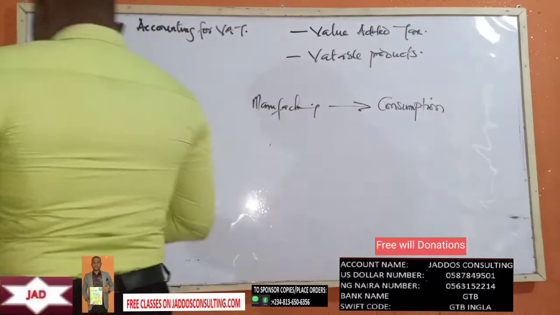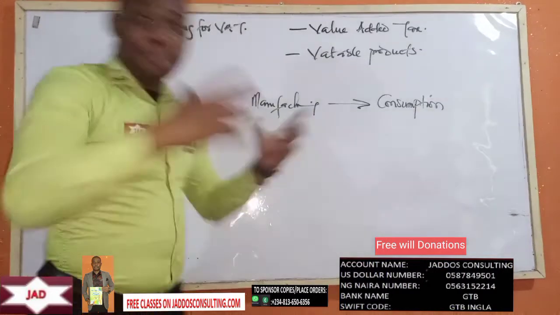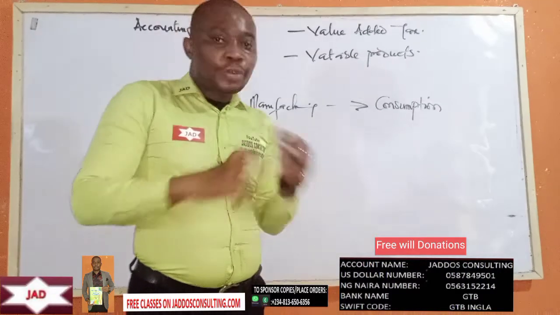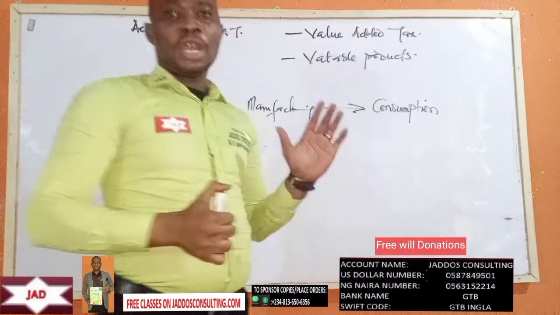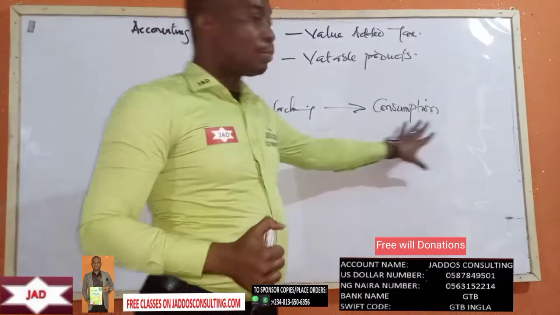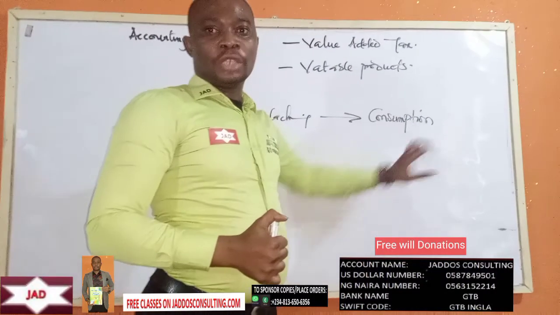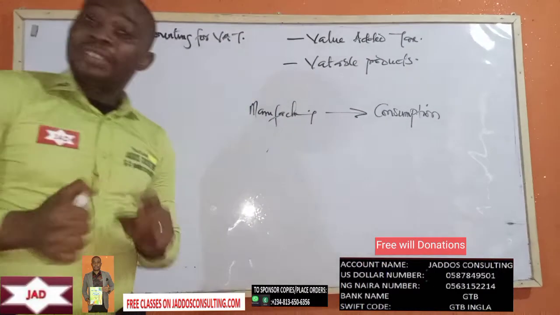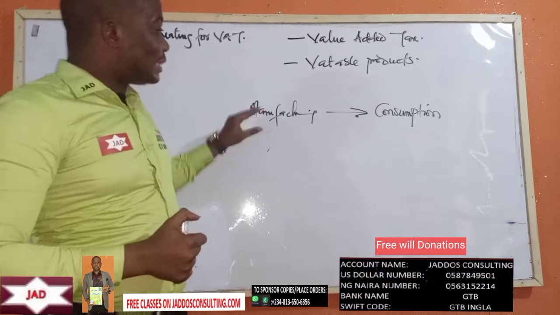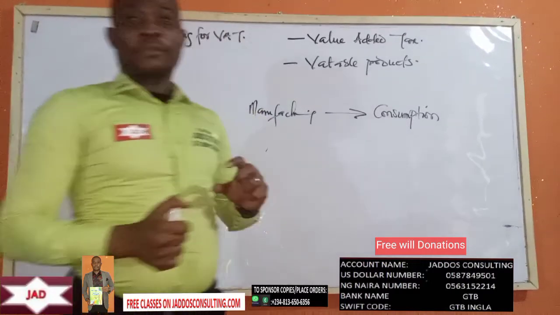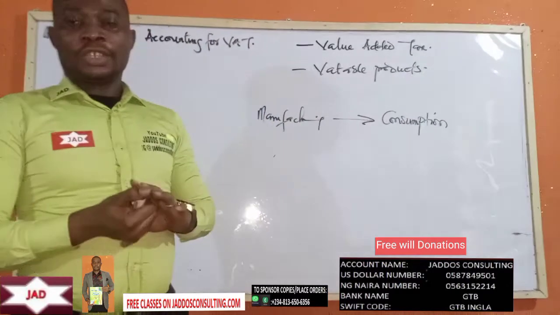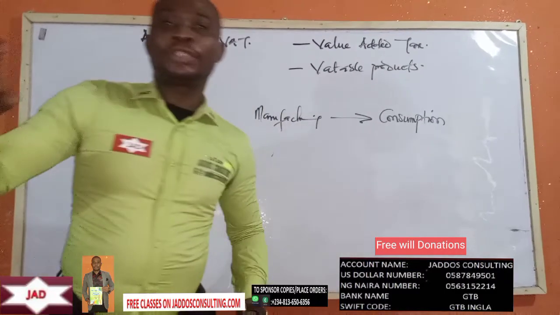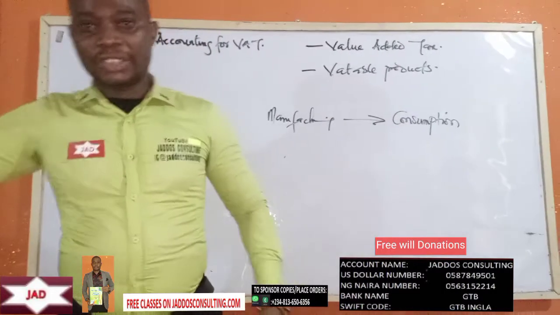Okay, so there are products, as a matter of fact, every product generates some sort of value as they move from the point of manufacturing to the point of consumption. So what the revenue service is saying is that at each stage of movement, the value generated should have a particular percentage remitted to the revenue service.